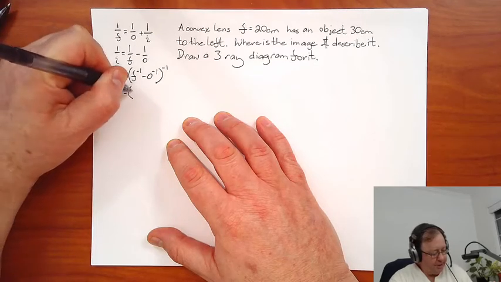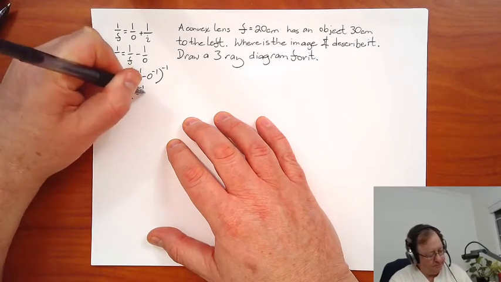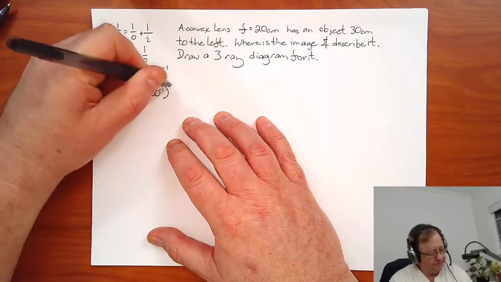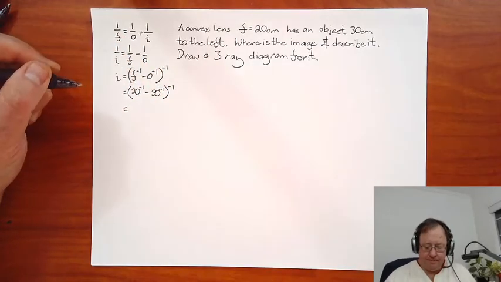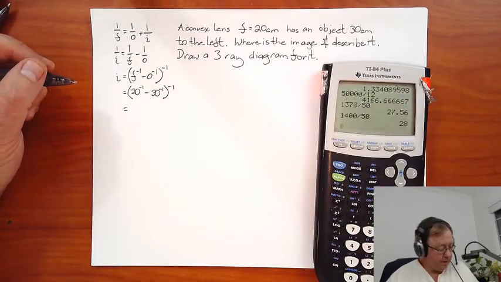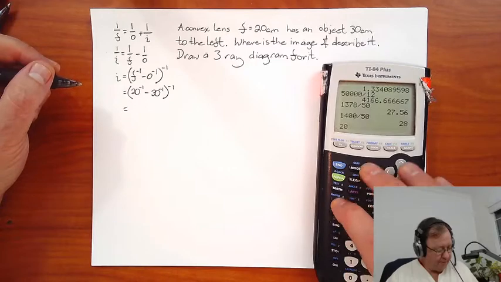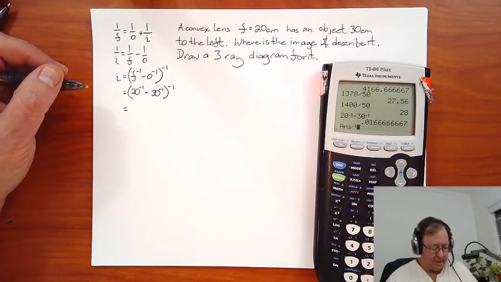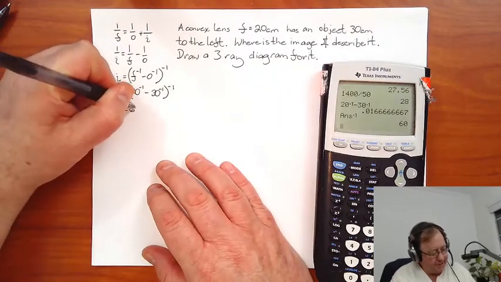Focal length is 20. Object distance is 30. You invert it, so you get your trusty calculator. 20 inverted minus 30 inverted. Invert that sucker and you get 60.